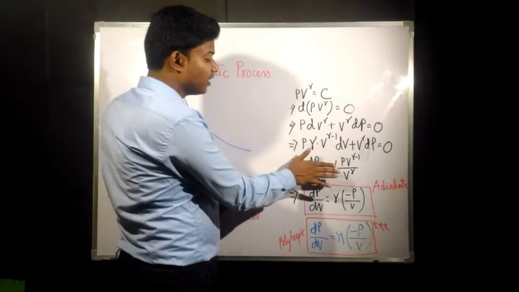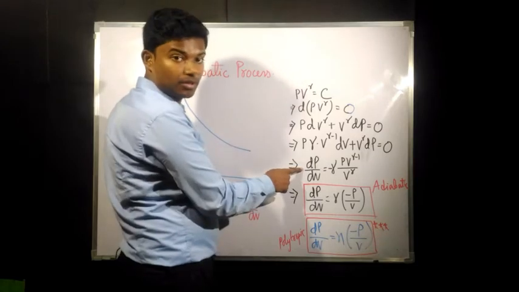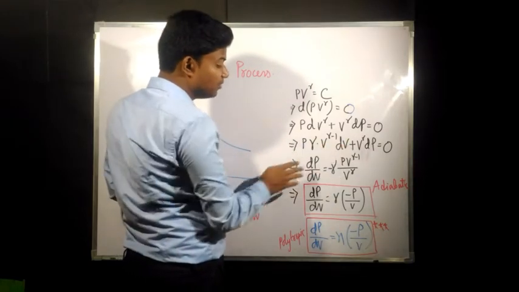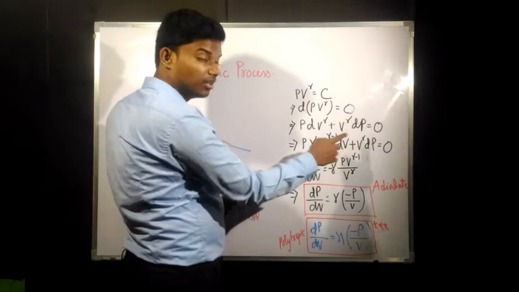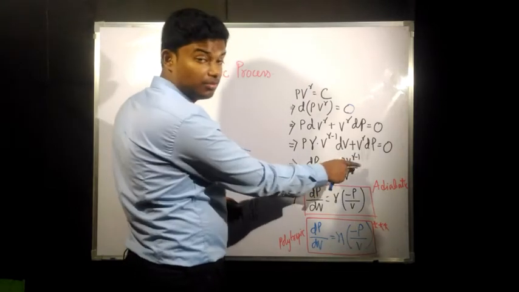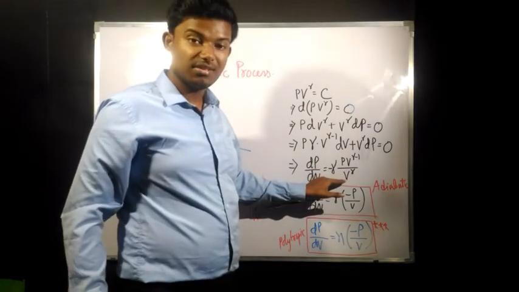After that we need to find the ratio dp by dv from here. After finding dp by dv, this gives an expression like minus gamma into P to the power gamma minus 1 by V to the power gamma minus 1 by PV to the power gamma. And this again is going to be simple indices.